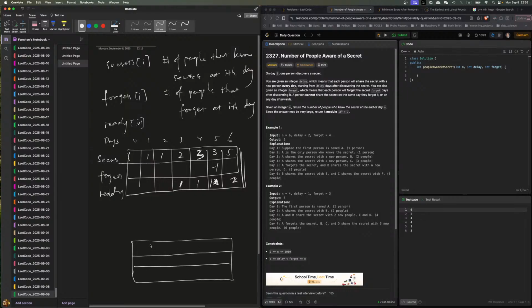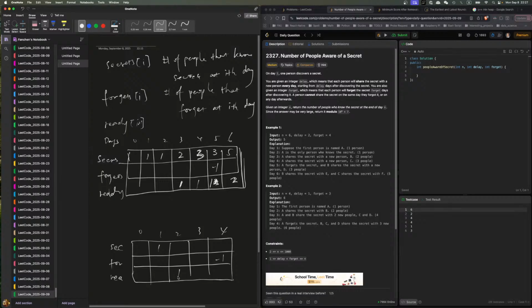1, 2, 3, 4. Right? So we have secrets, forgets, and ready. So 0, 1, 2, 3, 4. So the first day I have 1. Okay. And then the delay is 1, so plus 1. So on this day we have 1 will be ready. Okay, yeah. And then forget is 4, so this will be the -1 over here.